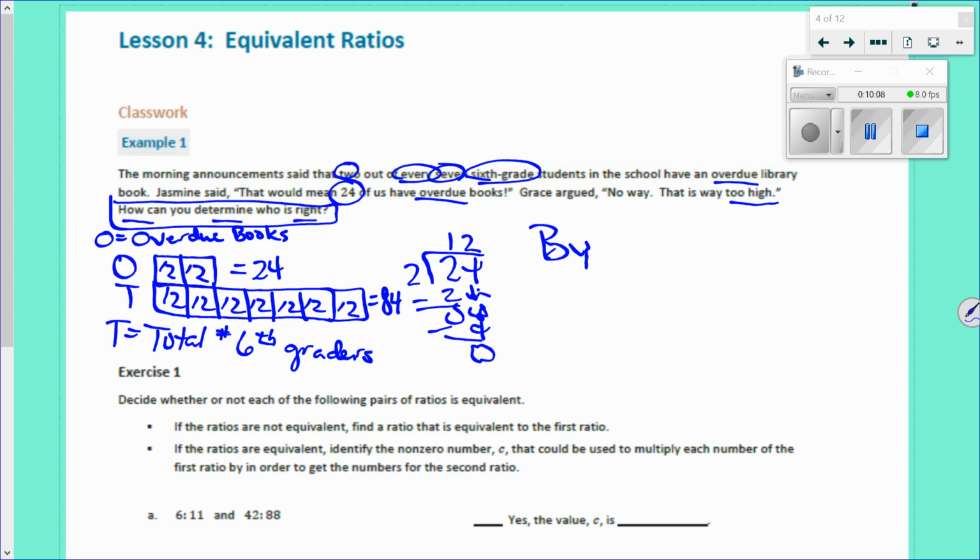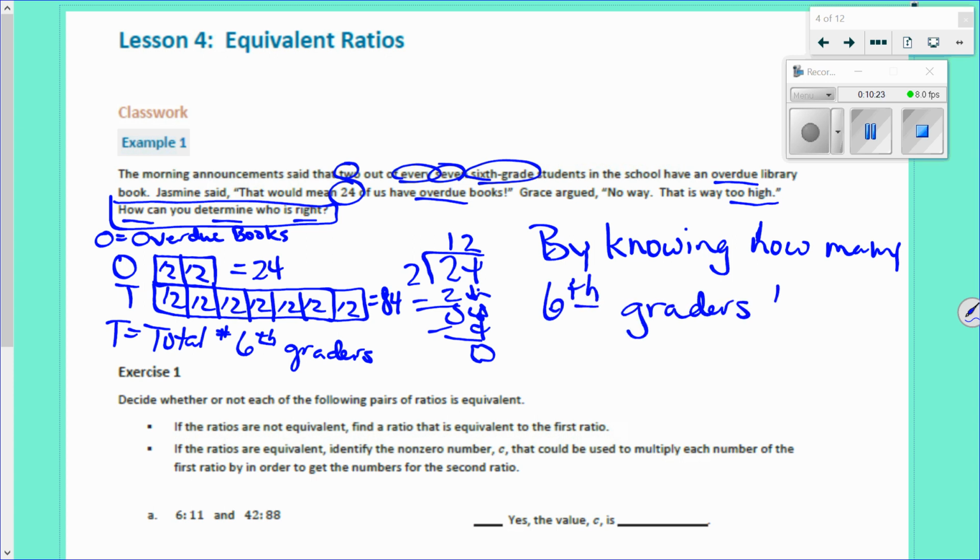By knowing how many sixth graders there are. Once we know how many there are, then we could determine who is correct. If there are 84 sixth graders, is Jasmine correct? Emily?